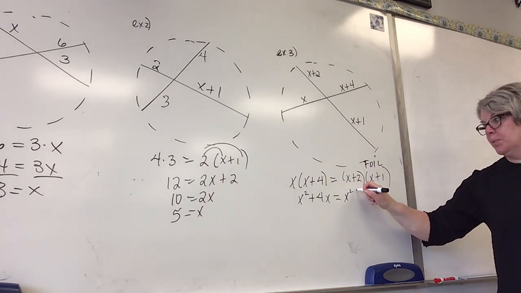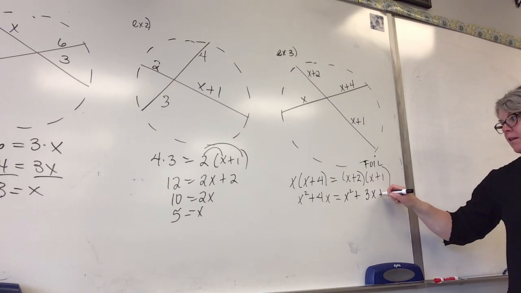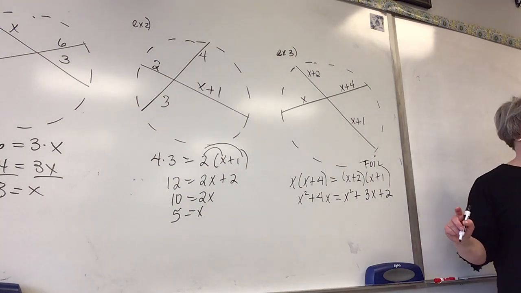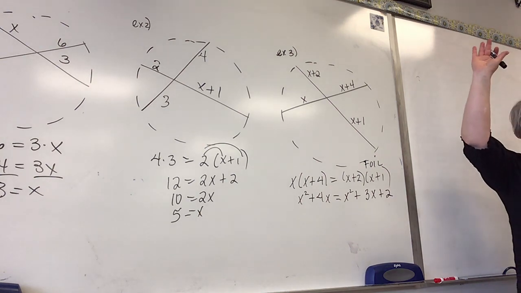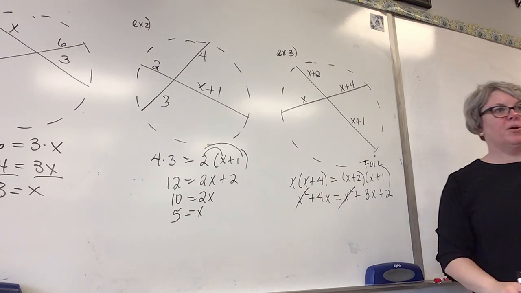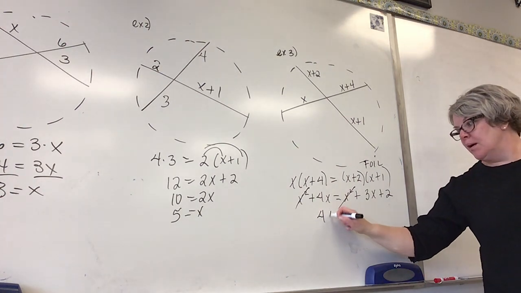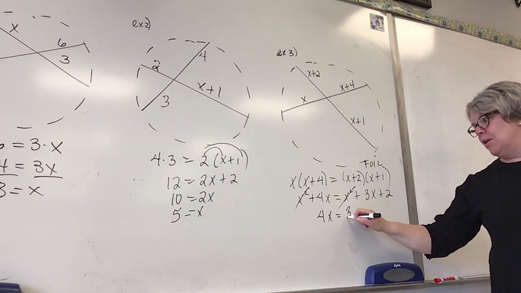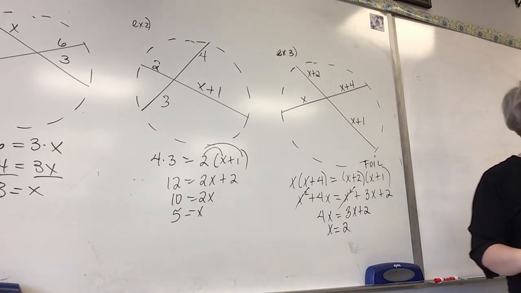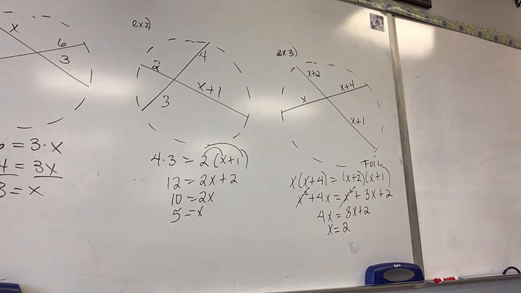X squared plus 2. Now I made this one nice because what happens with the x squareds when they're on opposite sides of the equal sign? Yeah, I made it nice on purpose. So the 4x would come down, the equal would come down, and so would the 3x plus 2. And you would just subtract the 3x and you get x equals 2.